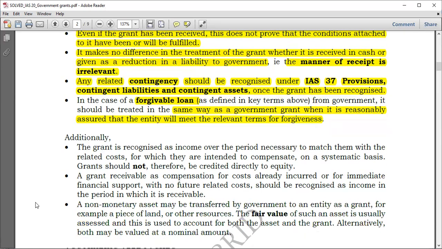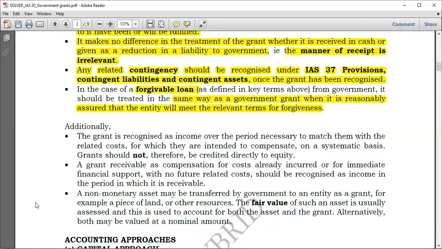Okay, now let's go to this part here. Additionally, right now we have not started actually acting on how to treat. We just need to understand first.